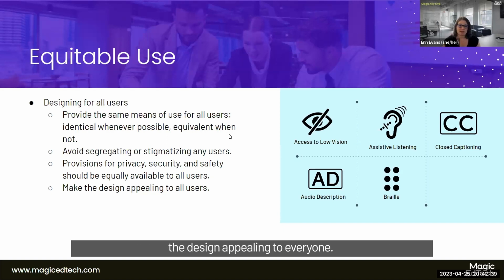And you want to make the design appealing to everyone. So the image that we have here on the screen kind of shows different ways to consider this in an iconographic way. So we have the audio description, inclusion of closed captioning, braille, assistive listening, making sure your color contrast is there. So what this is representing is showing how these different ways to use the material are embedded into a design.